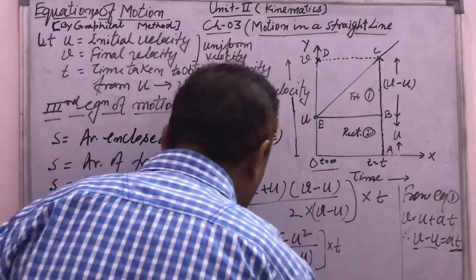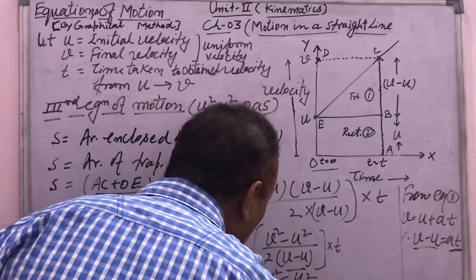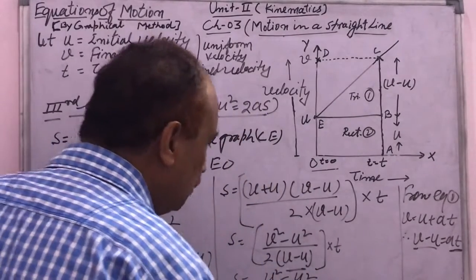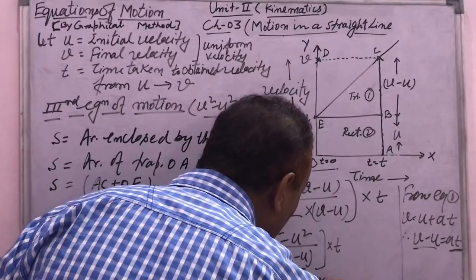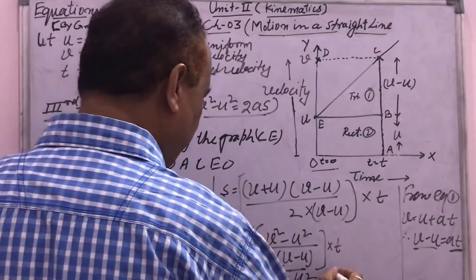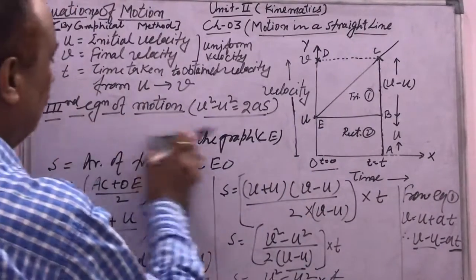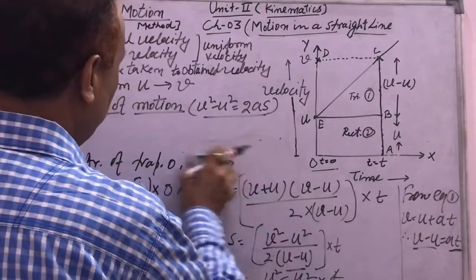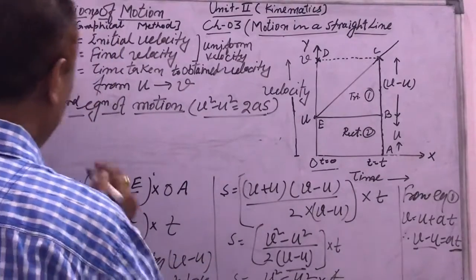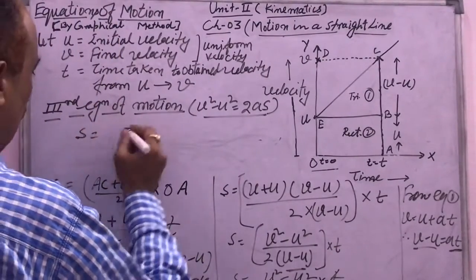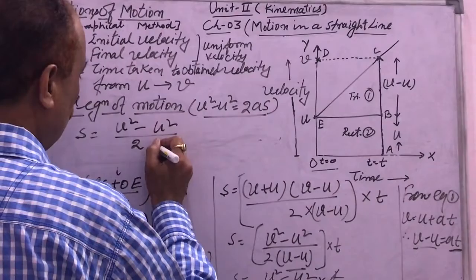So we will get the next term as v square minus u square upon 2 into v minus u, which is at. So we can write here 2at into t. So the t factor is cancelled out. Then by simplification of the remaining equation, s equals v square minus u square upon 2a.